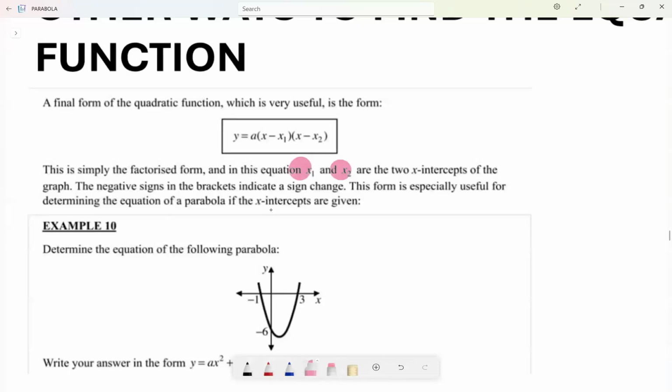In this equation, x1 and x2 are the two x-intercepts, okay? x1 and x2 are the two x-intercepts. The negative sign in the brackets indicates the sign change, okay? This form is especially useful.